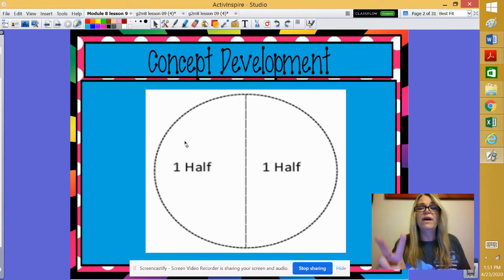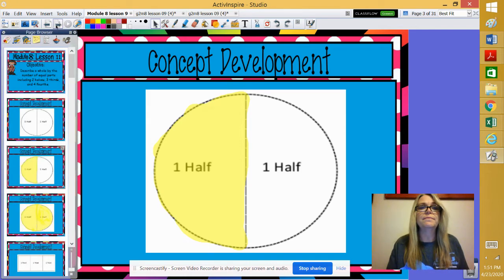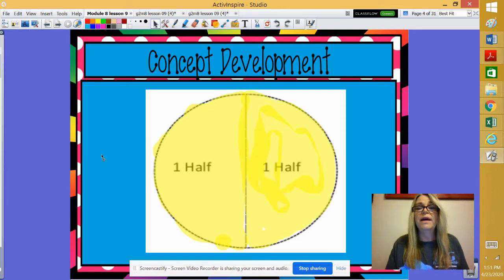With halves, remember, you have two equal parts. One part, two parts. Now, I have shaded how many parts on this circle now? One part. So I have shaded one half. Good job. Now how many halves have I shaded in this circle? Yes, two. I have shaded two halves, which made the whole circle shaded.